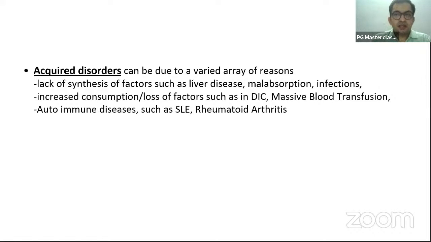Then there can be acquired disorders, which can be due to an array of reasons. There may be lack of synthesis of factors, such as in liver disease, in cases of malabsorption and various infections, when there might be vitamin K deficiency, leading to decreased coagulation factors 2, 7, 9, and 10. There may be increased consumption of factors as in DIC or massive blood transfusions, or in autoimmune diseases such as systemic lupus erythematosus or rheumatoid arthritis.